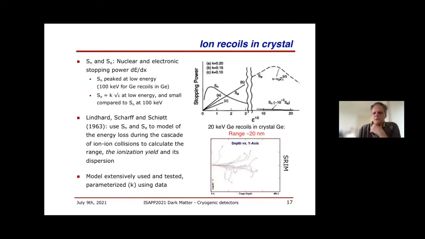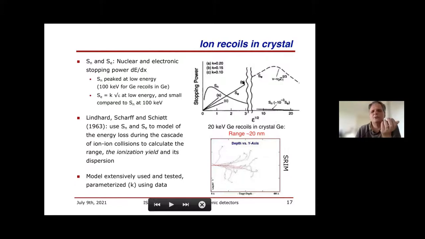Okay, the dE/dx question. I guess people are familiar with this: nuclear recoil and electron recoil have different mechanisms. This was calculated in the 60s, just on the basis of how much dE/dx you have in the nuclear recoil system and in the electron system. You can do a quite good calculation of how this evolves with energy, assuming a simple form for the nuclear stopping power and electron stopping power, and taking the ratio of the two.